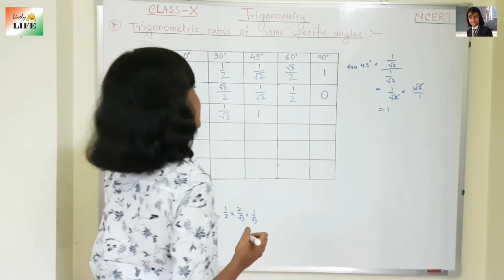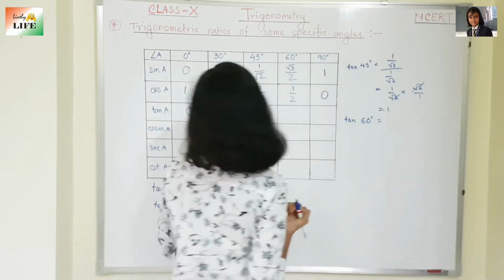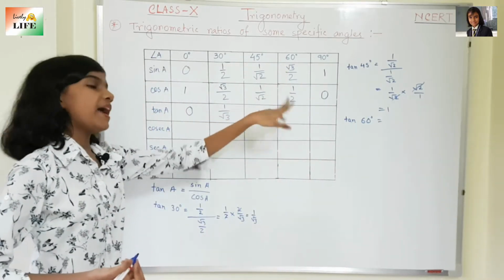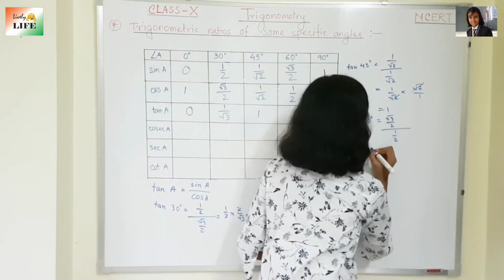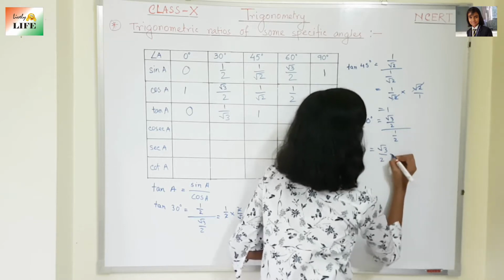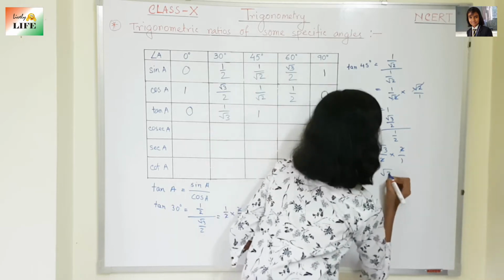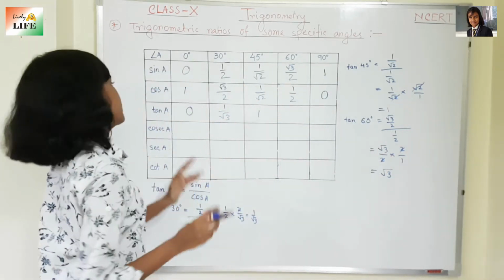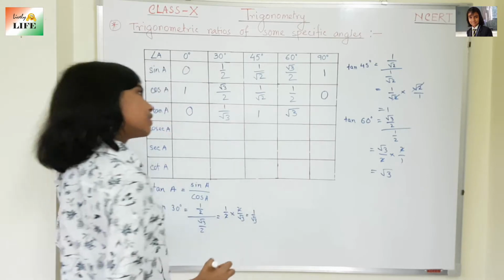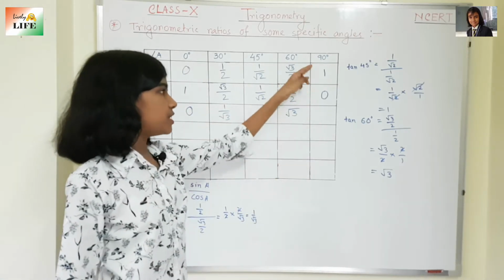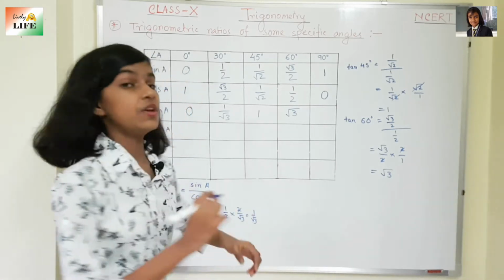Now tan 60. It will be root 3 by 2 by 1 by 2. So it will be root 3 by 2 into 2 by 1. So 2 will be cut. What remains? Root 3. Root 3 by 1 means root 3. So the value of tan 60 is root 3. Okay. Now tan 90, what will it be? It will be 1 by 0. Can we divide 1 by 0? No, we cannot divide 1 by 0. It will be not defined.